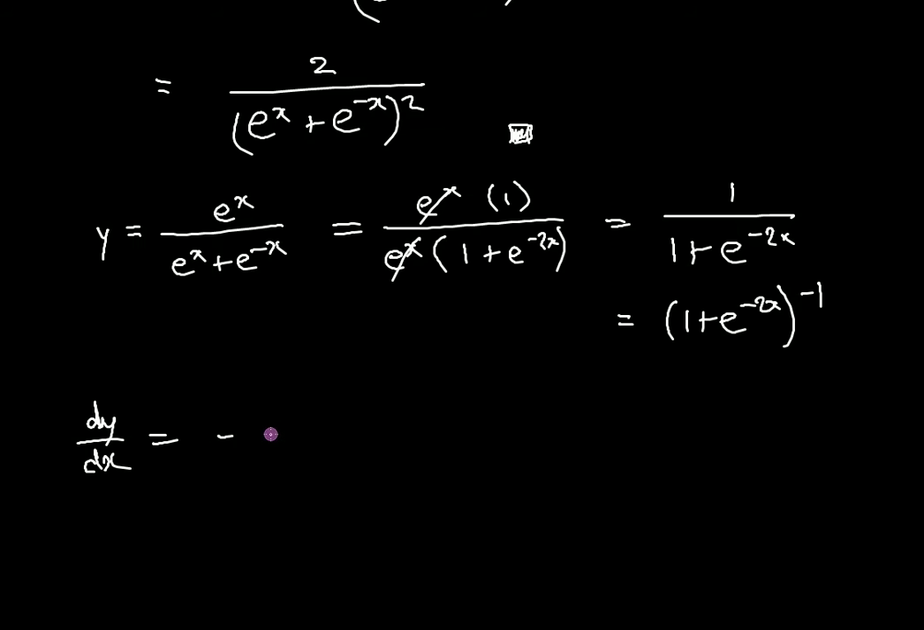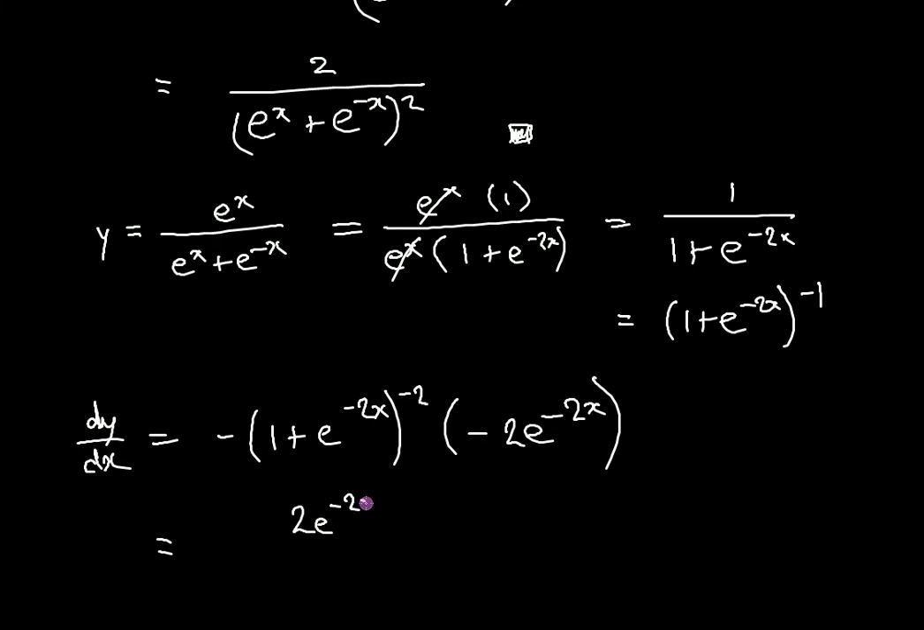So when I go dy by dx, what will I get? Minus 1 comes down the front. 1 plus e to the minus 2x to the minus 2 now. Then I differentiate the inside. What do I get? I get minus 2e to the minus 2x. So if I rewrite that, I should get 2e to the minus 2x over 1 plus e to the minus 2x squared. So these two are actually the same.